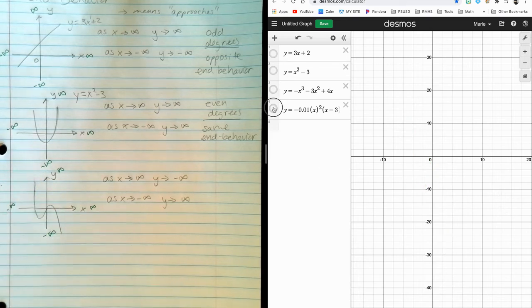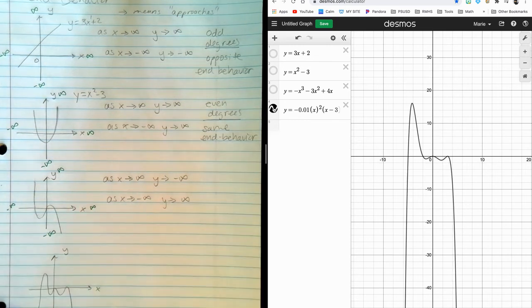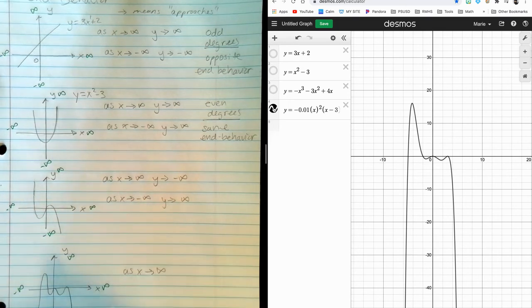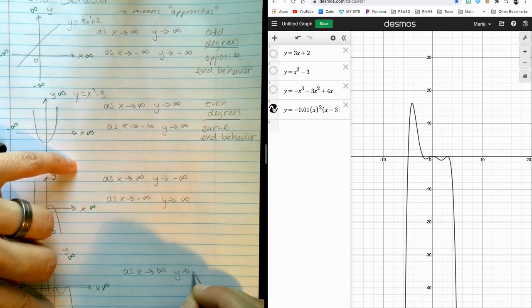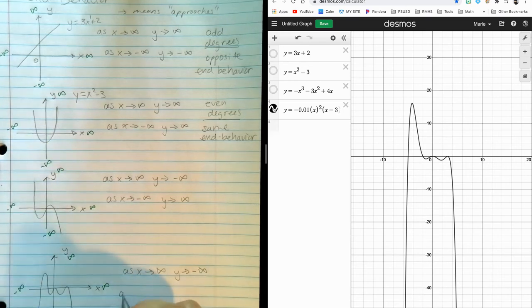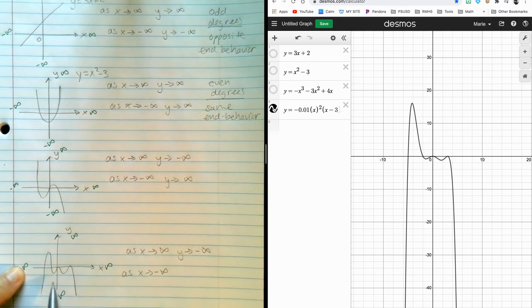This is a 6th degree polynomial. Now let's try and do our end behavior. As x approaches positive infinity, so start at the origin and move to the right to positive infinity, what is this piece doing? It is pointed down to negative infinity. So y approaches negative infinity. Let's go to the other direction now. As x approaches negative infinity, this piece of my graph here is pointed down towards negative infinity.